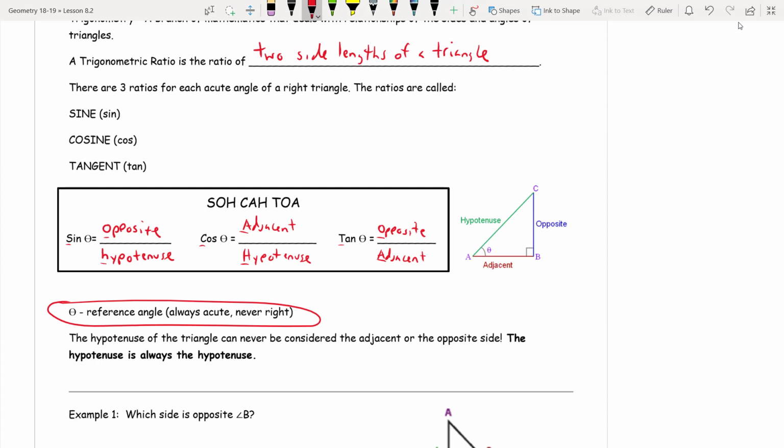So we can't ever do the sine, cosine, or tangent of angle B in our example picture here. We can't do anything from the right angle. The hypotenuse is always the hypotenuse. It can't ever be considered opposite or adjacent. All of these types of sides, the opposite side and the adjacent side, are determined by the reference angle and where it is in your picture.